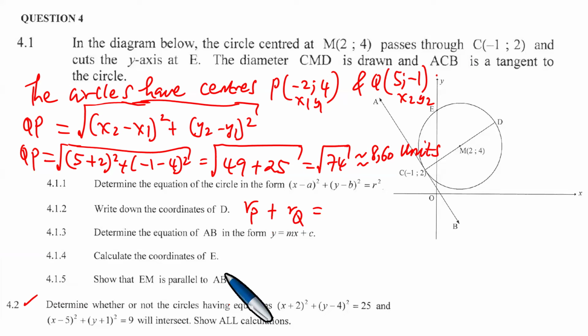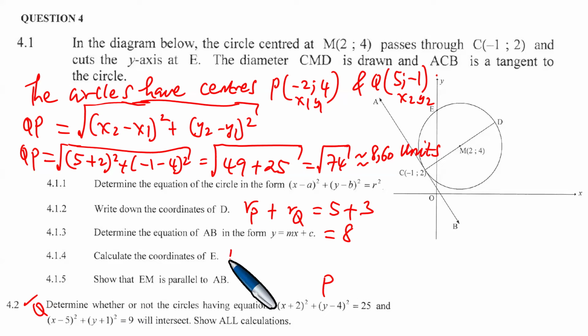What is RP? If we call this one P and this one Q, this circle has center P and this one has center Q, like we have shown here with the (-2, 4). RP is 5. RQ, this one, is 3. What is 5 plus 3? 8. So we have taken the radius of the circle with center P and the radius of the circle with center Q, and we added them up, and we're getting 8.